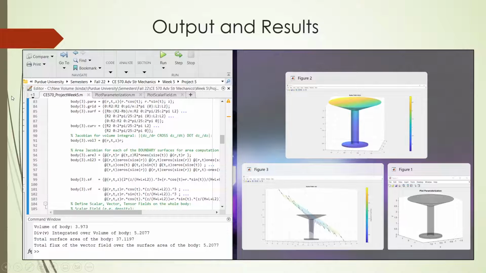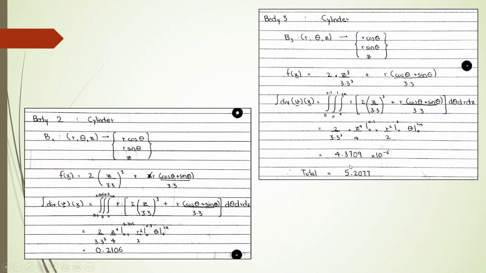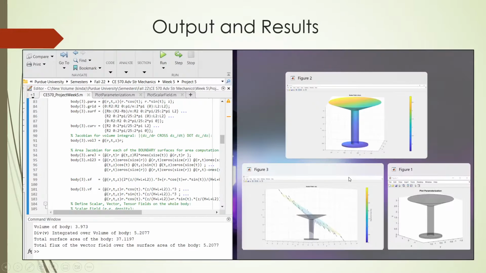So this is my output, and we can see that the divergence integrated over the volume of the body is 5.2077, which is equal to the total flux of the vector field over the surface area of the body, which is equal to the hand calculated value 5.2077, and this is my output.